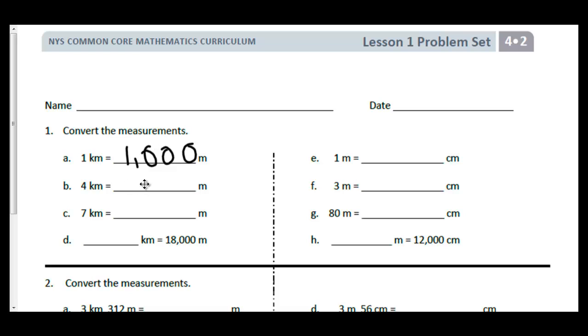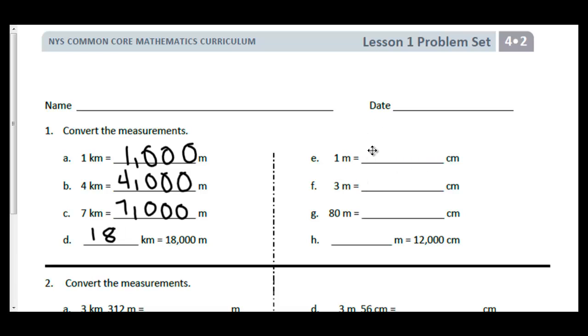So 4 kilometers would be equal to, I bet you can guess, 4,000 meters. See if you can do C by yourself. I bet you can. Say 7,000 meters. Okay, so now we're going to go backwards. So if I have 18,000 meters, how many kilometers would that be? 18, right?